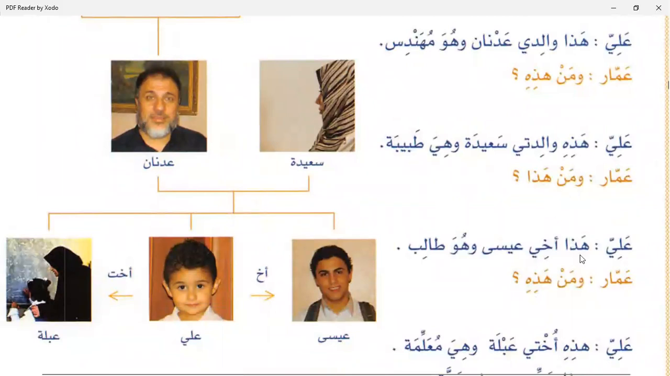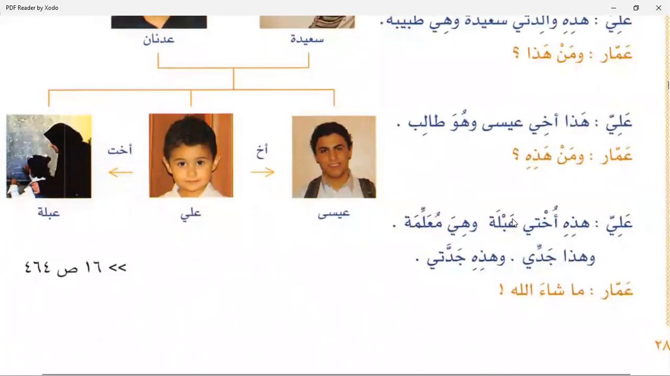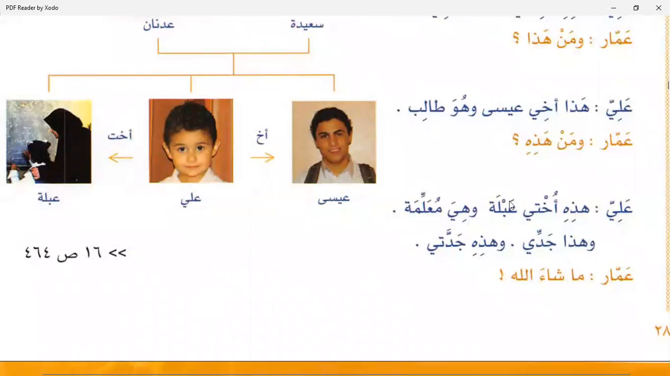ومن هذا؟ هذا أخي عيسى وهو طالب. ومن هذه؟ هذه أختي عبلة. عبلة. When we stop at that, it becomes ha. عبلة وهي معلمة. وهذا جدي. وهذه جدتي ما شاء الله.